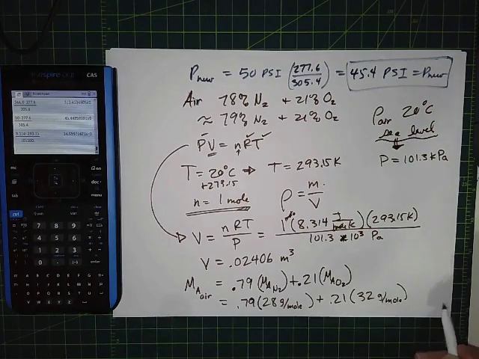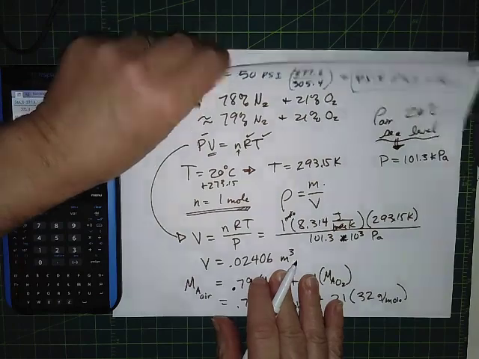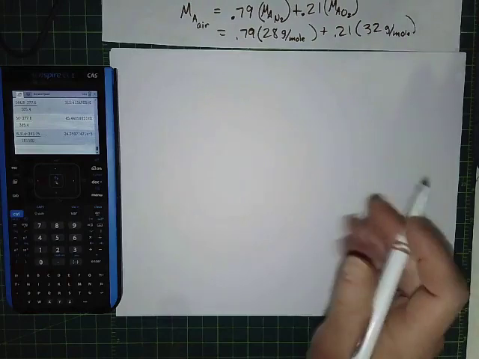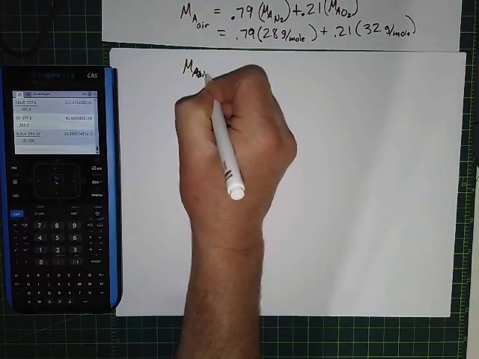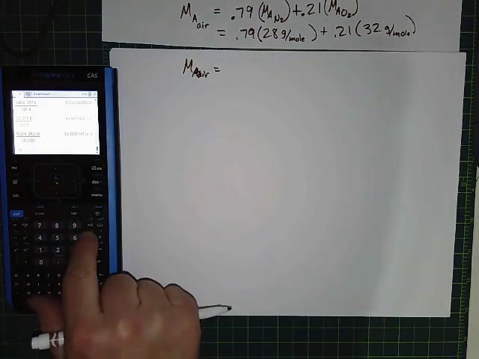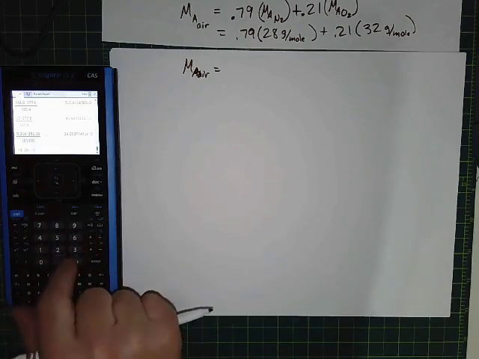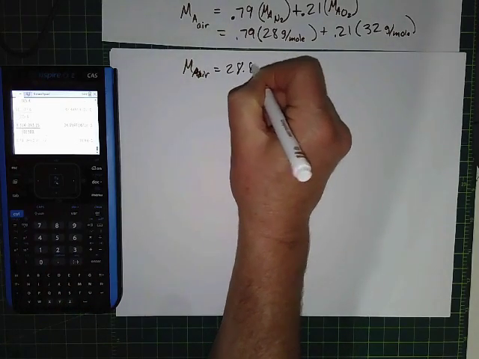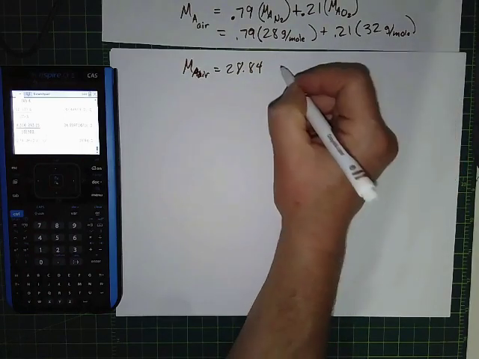All right, so let's plug those numbers in. You still see that? I think we can. So we've got the molar mass of air, at least by our approximation here. Let's get these numbers: 0.79 times 28 plus 0.21 times 32. And we get 28.84 grams per mole.